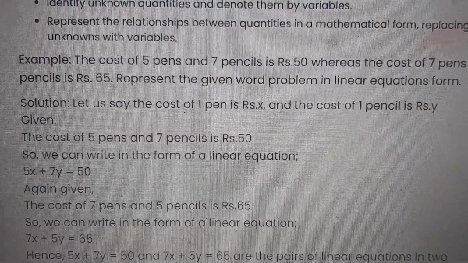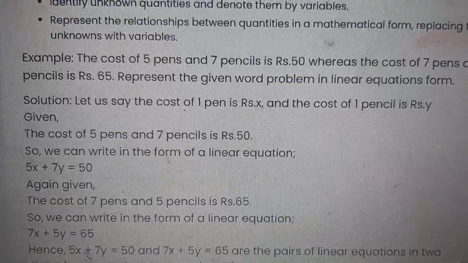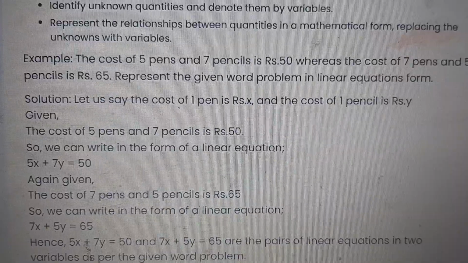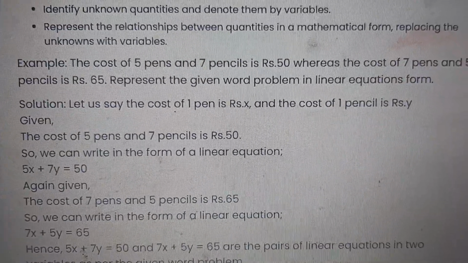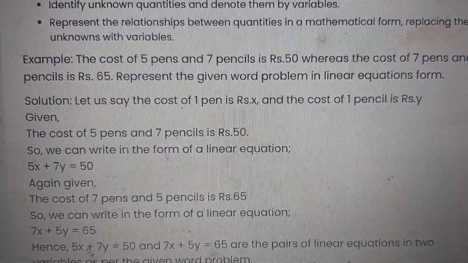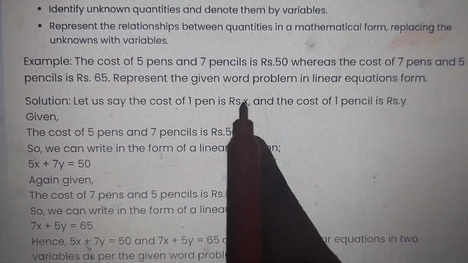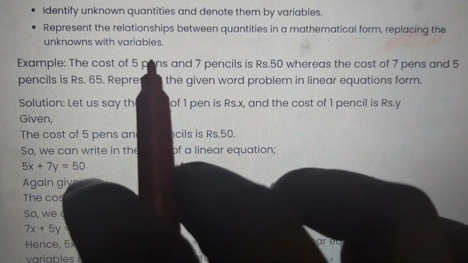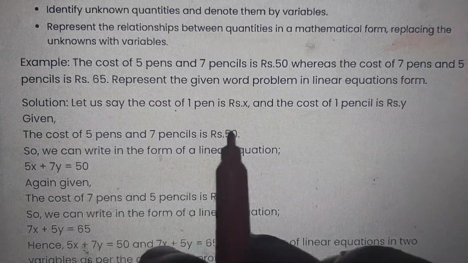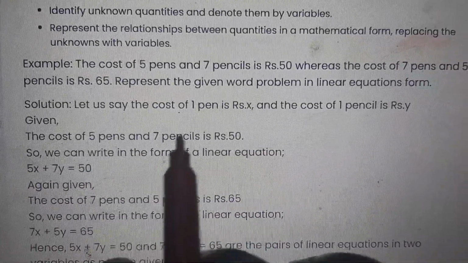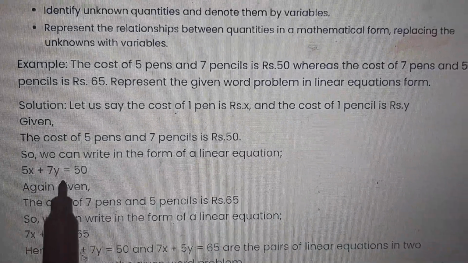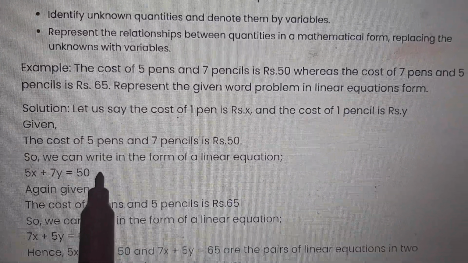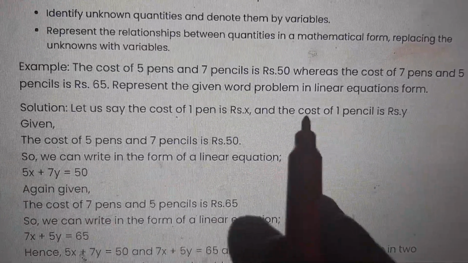Example, the cost of 5 pens and 7 pencils is 50 rupees, whereas the cost of 7 pens and 5 pencils is 65. So we have to represent this as a linear equation. Let us say that the cost of one pen is x and the cost of one pencil is rupees y. Then the cost of 5 pens and 7 pencils is 50. So we can write it in the form of a linear equation, that is ax plus by equal to c form. This equation is 5x plus 7y equal to 50. So we have written it in the form of a linear equation.